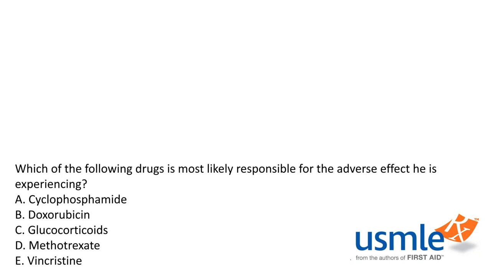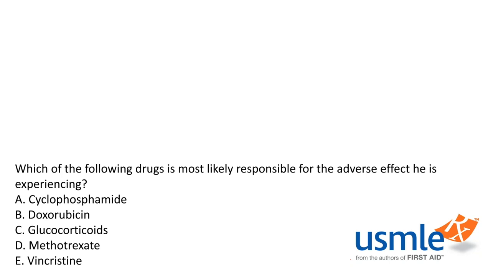For choice B, we have doxorubicin. The classic adverse effect here is cardiotoxicity, causing a dilated cardiomyopathy. For your glucocorticoids, the classic adverse effects here are weight gain, diabetes or elevated blood sugars, osteoporosis, thinning hair, thinning skin, easy bruising, and then bad vision, cloudy vision, or last but not least, just cataracts.